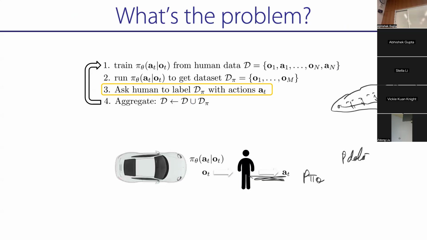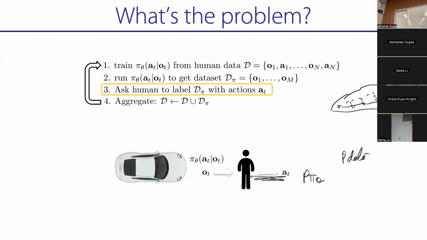So the key idea in Dagger is that you're going to keep aggregating your data set, but not arbitrarily. It's not like I will just collect more data. It's like I will collect data in targeted places where the policy is making mistakes. So the difference between collecting more data and doing Dagger is that you have to do it in the loop, whereas if I just collect more data, I'll just collect more data offline.